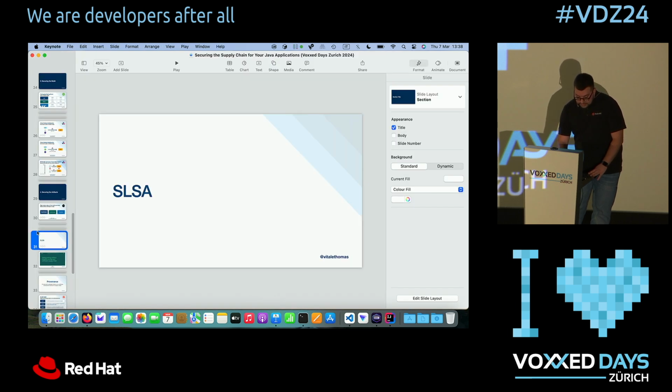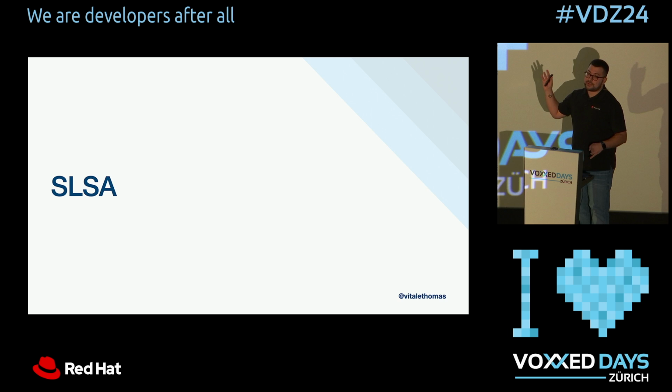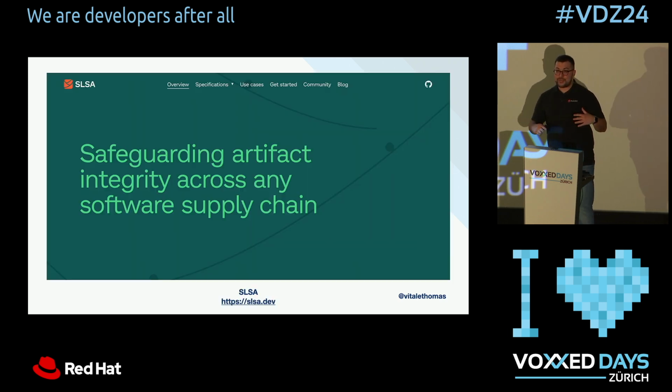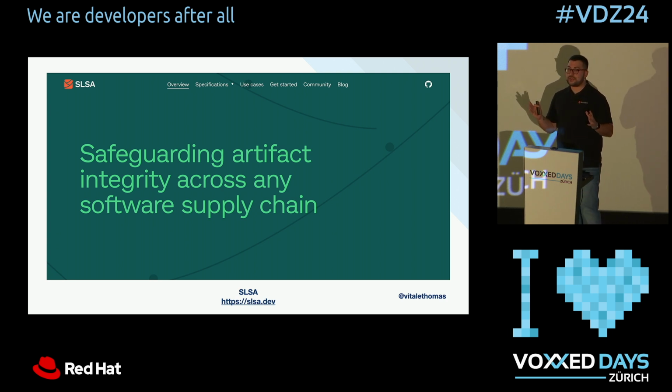And that's something that the SLSA framework helps fix. That's Supply chain Levels for Software Artifacts or something like that. I never remember. But the point of the SLSA framework is ensuring the artifact integrity across any software supply chain. And signatures, of course, are part of it. But we also need to consider how we can know where the container image comes from.